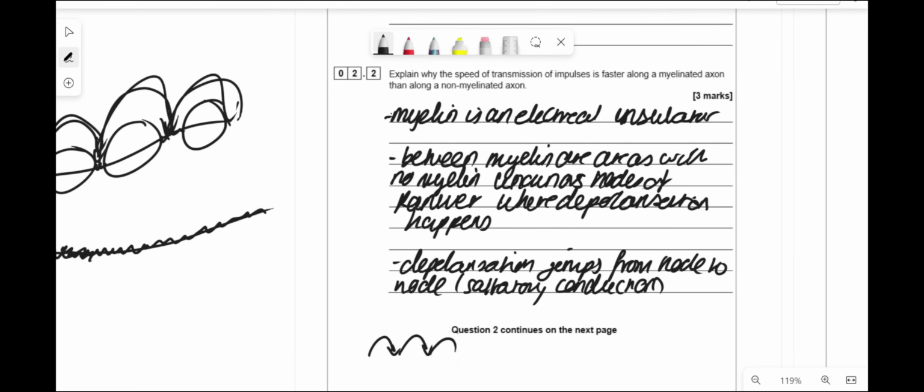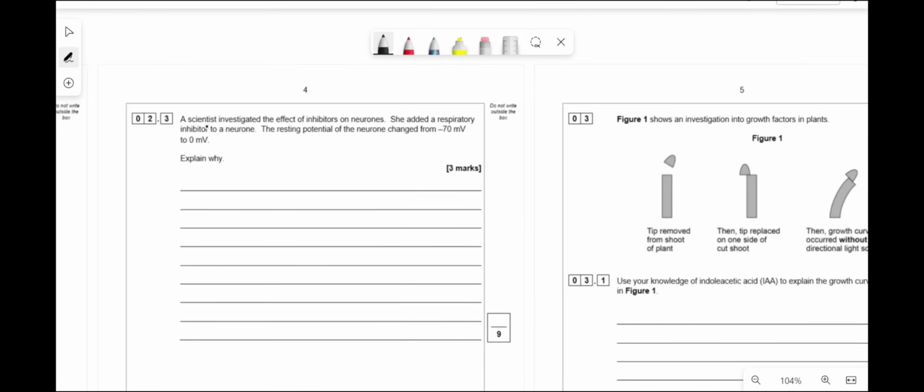There's a type of erosion in geography where rocks break down called saltatory erosion, and that's when the same thing happens. Okay, so a scientist investigated the effect of inhibitors on neurons. She added a respiratory inhibitor to a neuron. The resting potential of the neuron changed from minus 70 millivolts to 0 millivolts. Explain why. Okay, so normally, like we said, sodium is out and potassium is in, and that's maintained by active transport using a sodium-potassium pump, which requires ATP. That keeps the outside more positive compared to the inside, which is more negative, which is why it's minus 70 millivolts. If you've impeded respiration, you've got less ATP, so there's less active transport, so that electrochemical gradient cannot be maintained.